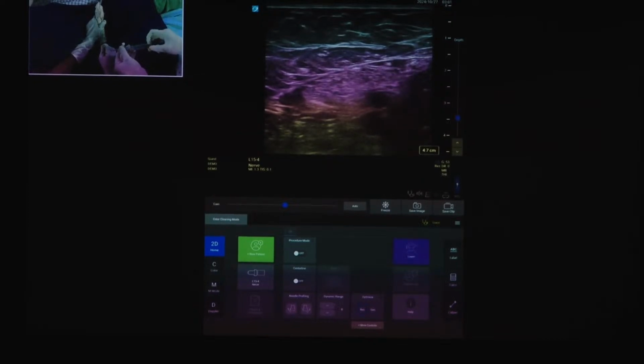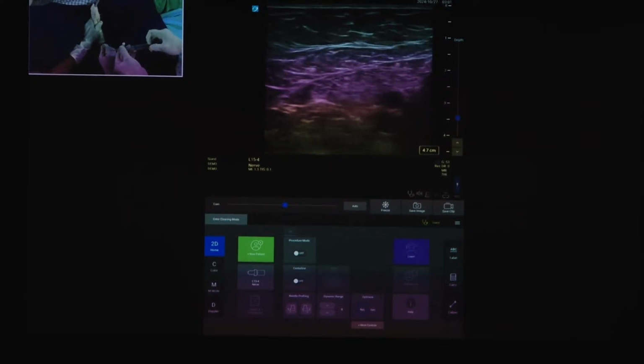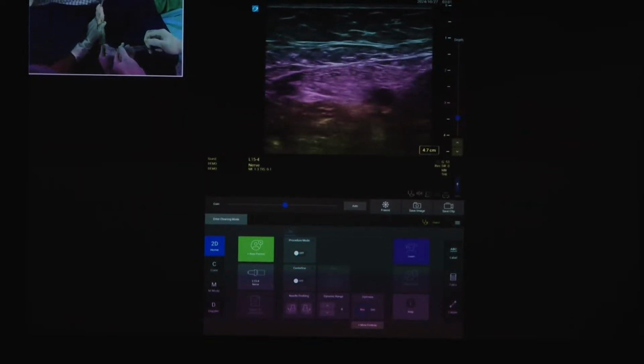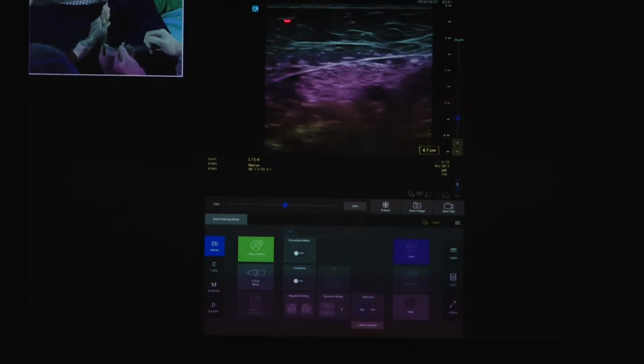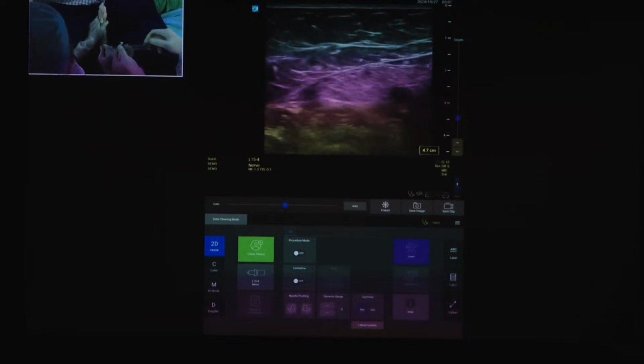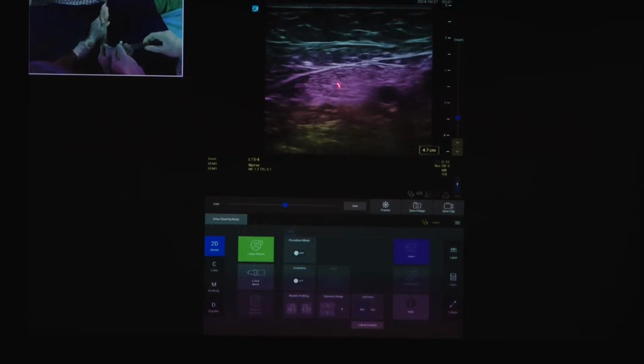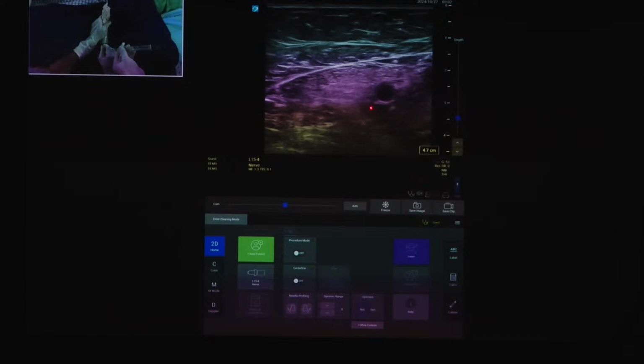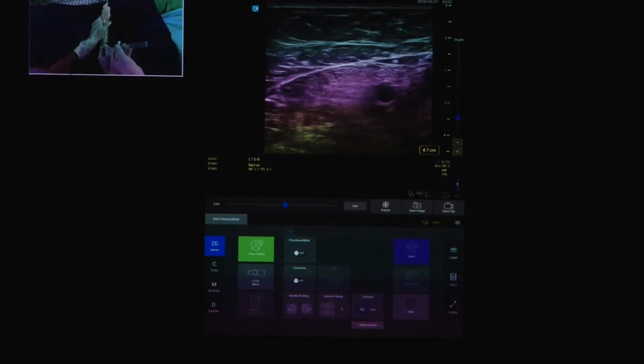I'm just checking whether I'm in place. Needle? I'm moving. You can see the needle movement. Can you appreciate the movement of the needle? I'm moving a little bit to know the needle position. I'm exactly in position.